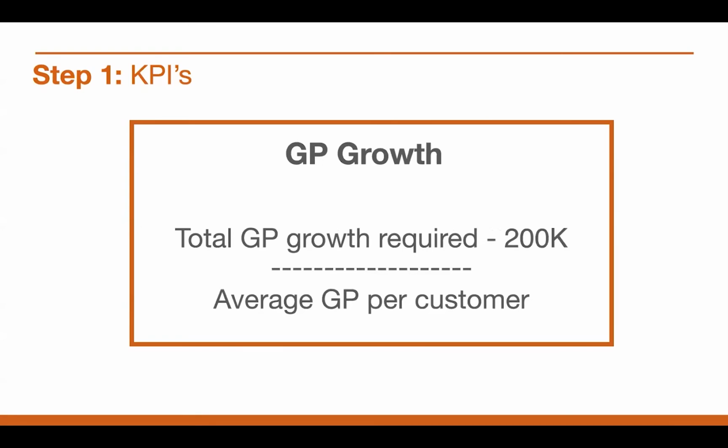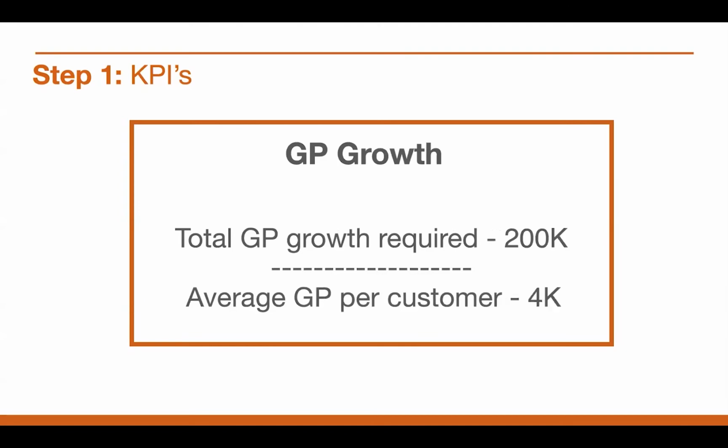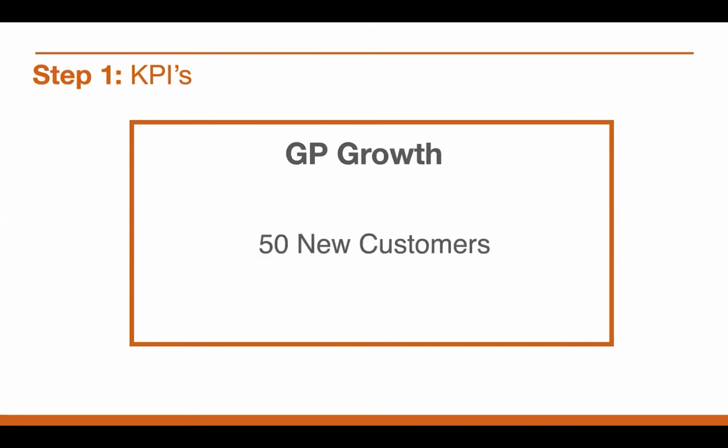Now we have to divide this 200k by the average GP per customer. Let's just say we have 100 customers to make the math simple, and that means it's 10k per annum of spend per customer. If we take our 40% profit margin, that makes it 4k per customer. So our simple calculation here is 200k growth required divided by 4k GP per customer. And this means that we will have to obtain 50 new customers in order to hit our target.